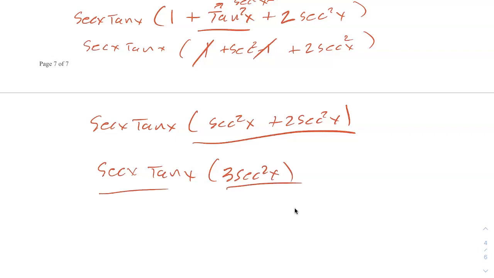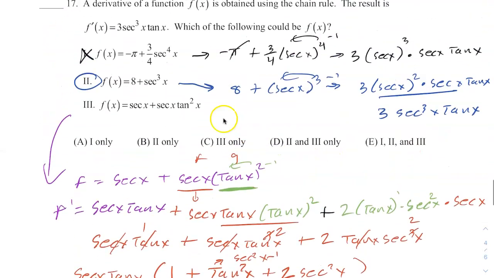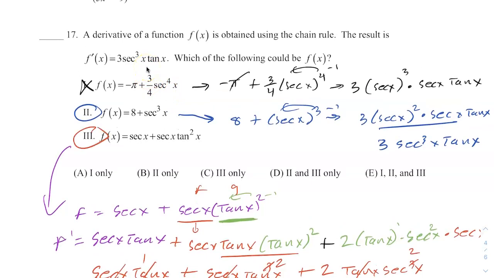Multiply the tan and secant together, you get 3 secant cubed x tan x, which I think is what they want us to get. Yeah, so that works too. So it's 2 and 3. And that's the worksheet.